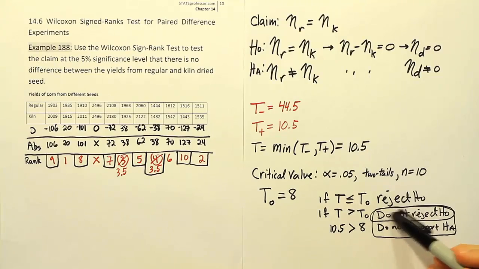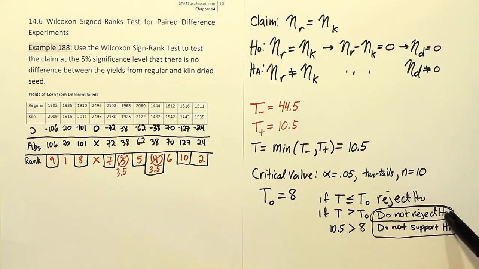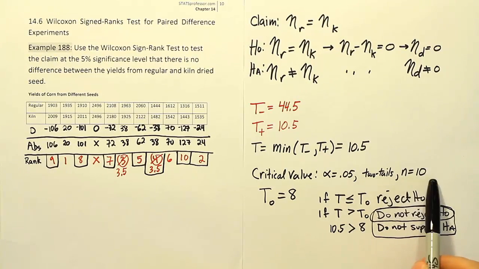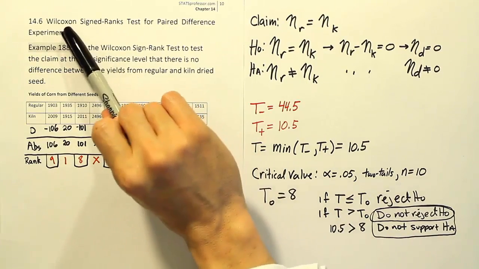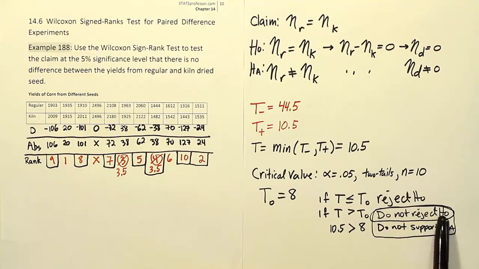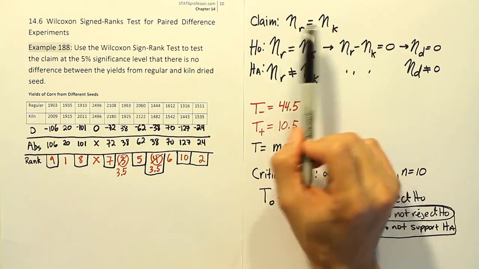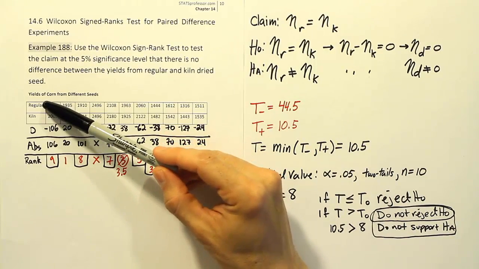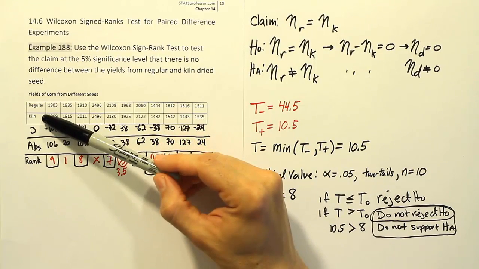So that's always an issue when you cannot reject H0. You have to wonder, maybe I didn't reject this because my test just isn't powerful enough to detect a false null hypothesis here. But in either case, according to what we had in this problem, a 5% significance level, a two-tailed test, n being 10, and using the Wilcoxon sign rank test, our conclusion is that we cannot reject the claim, and this means we cannot say there's a difference between the yields from regular dried seed and kiln dried seed.